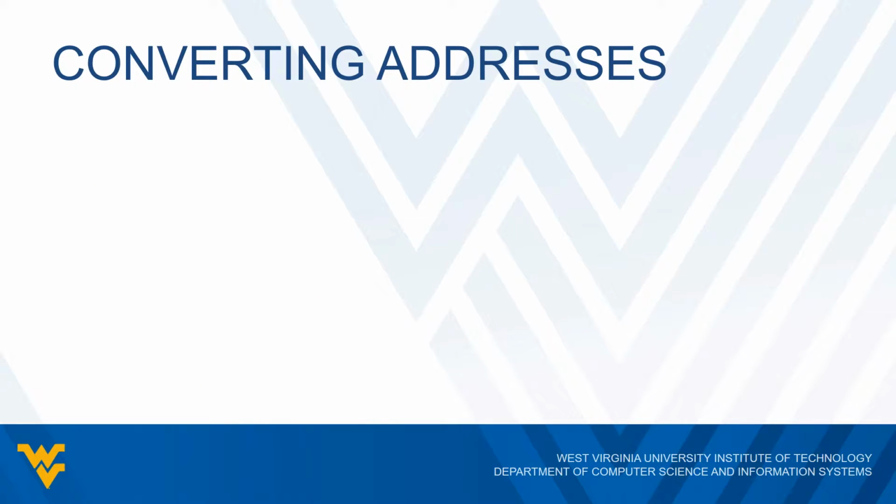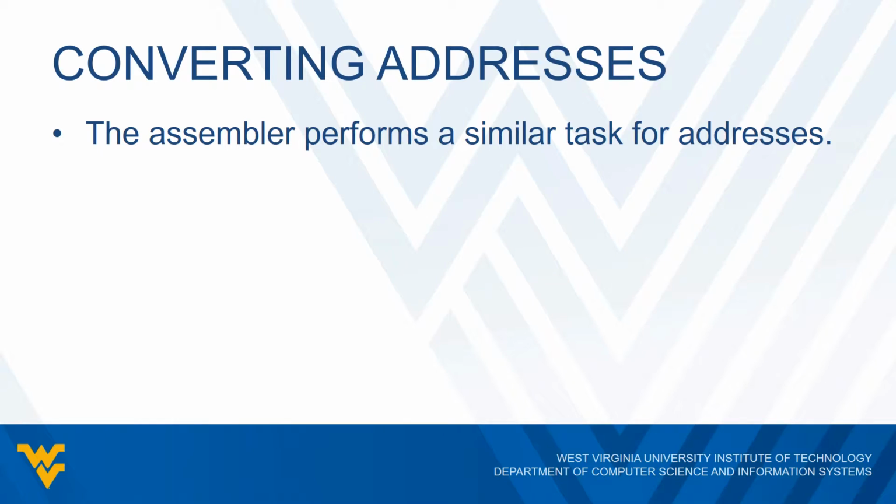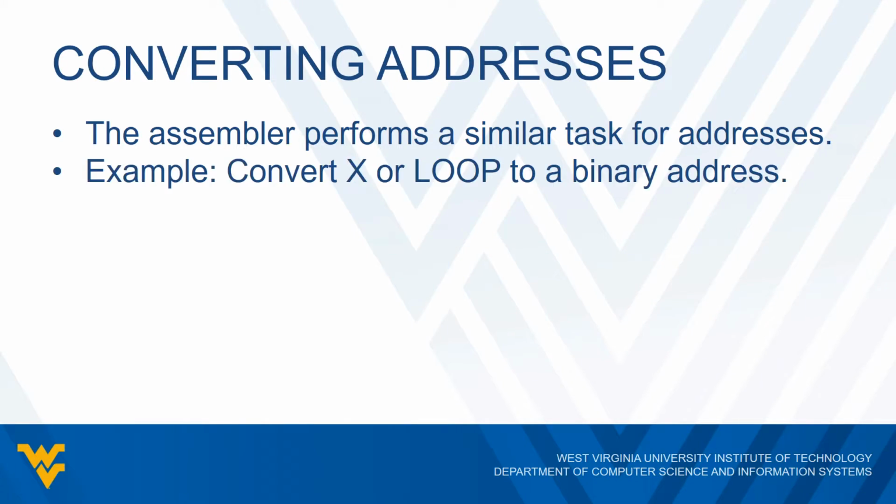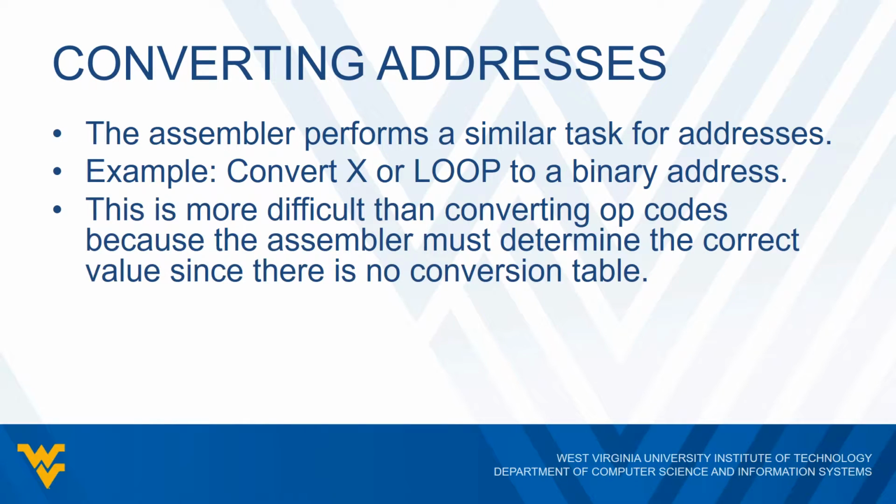After the opcode has been converted into binary, the assembler must perform a similar task on the address field. So it must convert the address from a symbolic value into the correct binary address. So for example, we would convert X or loop to a binary address. Now this task is a bit more difficult than converting the opcode because the assembler itself must determine the correct numeric value of all symbols used in the label field. There is no built-in address conversion table equivalent to the opcode table that we just talked about.